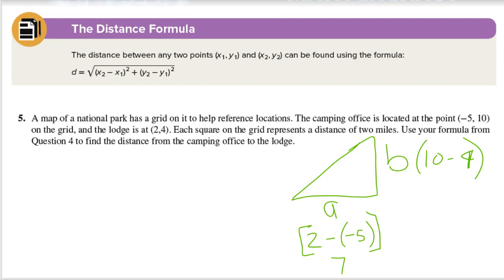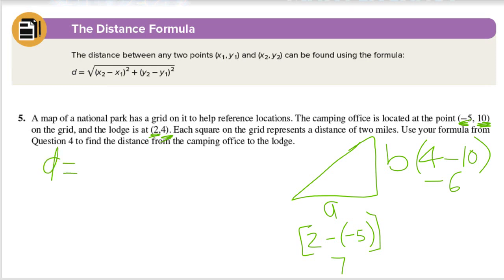I did that wrong. So I take 2 minus -5. Then I have to take 4 minus 10, which is going to be a -6. So in actuality, the triangle should probably go upside down. But it doesn't really matter. It's just for a conceptual idea.